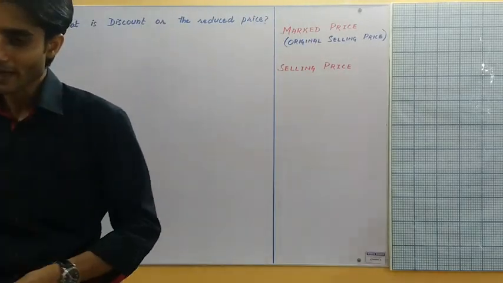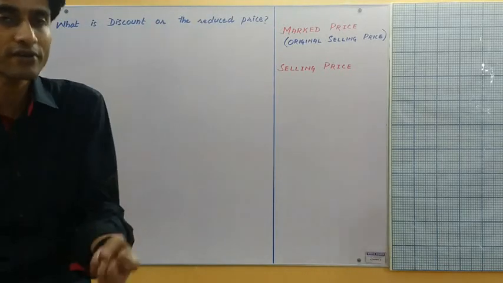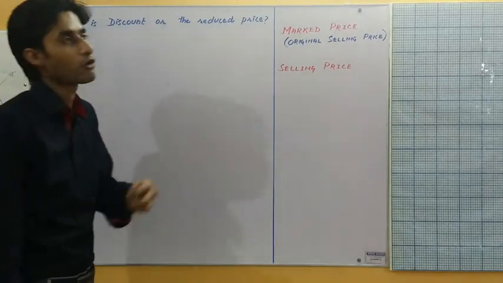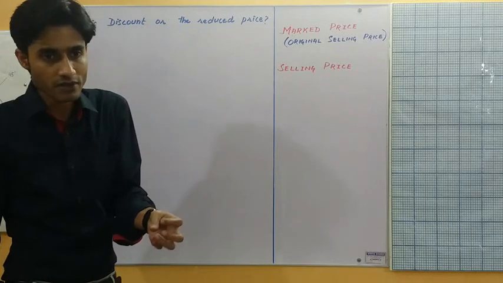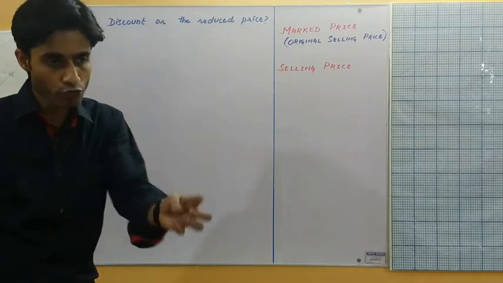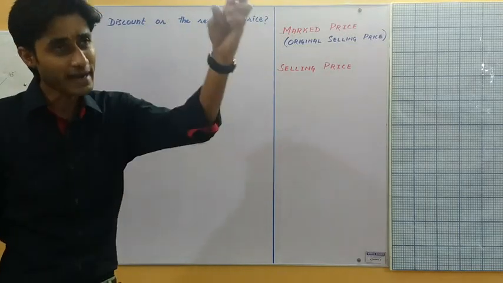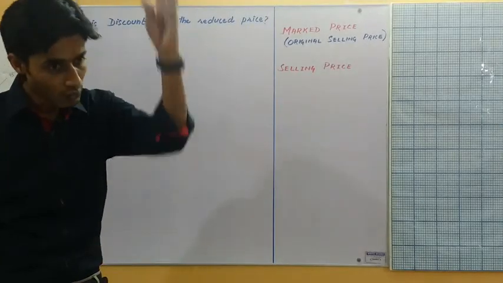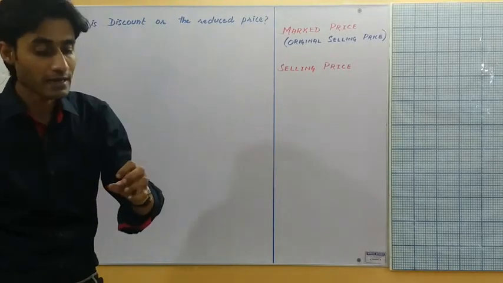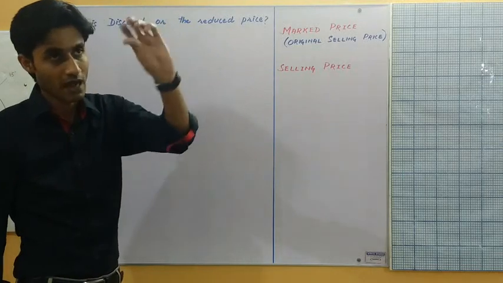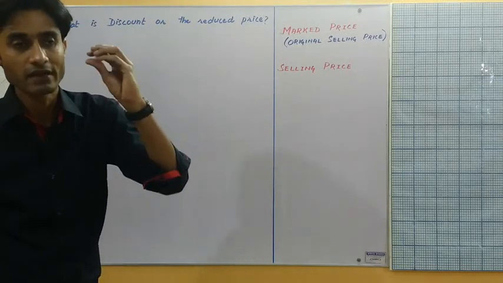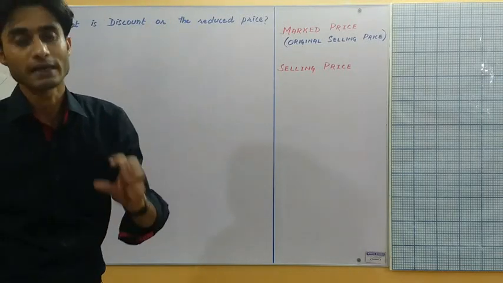For instance, there is an article that I want to sell for 500 rupees and I cannot sell it for 500 rupees for some reason. I am forced to, for some reason, sell it at a lower price. So that reduced price is called a discount. The amount of money that I have left or reduced is called discount.